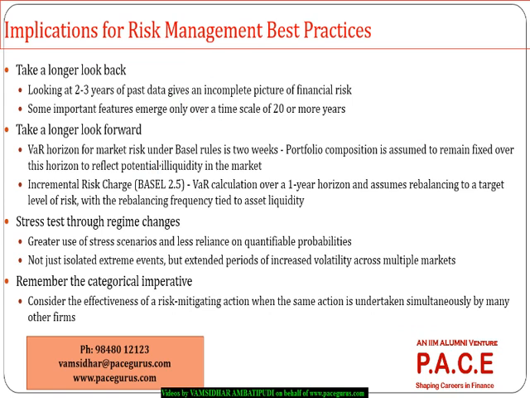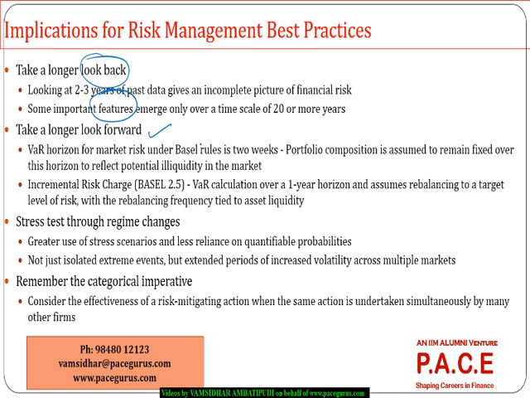So what are the implications for risk management best practices out of the crisis? I have to take a longer term backward look. Just looking at the last 2 to 3 years of data will not give me a full picture of the financial risk. I have to look at a solid 20, 30, 40 years of data to get a complete picture. We will be able to understand that some important features of financial risk emerge only in a time frame of 20 to 30 years, once in 20 to 30 years. So unless we look at very long data, we can't appreciate the whole world of financial risk, even from the past and even towards the forward.